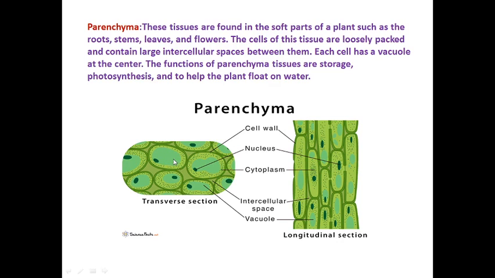They have a vacuole at the center, and the functions of the parenchyma tissue are storage, photosynthesis, and helping the plant to float on water. So this is all about the parenchyma tissue. Here is a transverse section and here is the longitudinal section, showing how they appear in each. But please remember, the cells in a parenchyma tissue are loosely packed and have large intercellular spaces between them, and they have a large vacuole at the center.